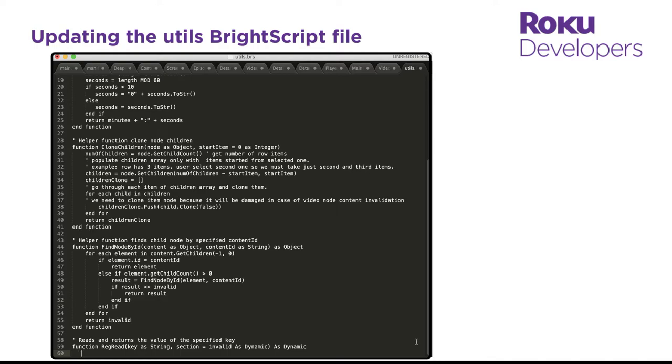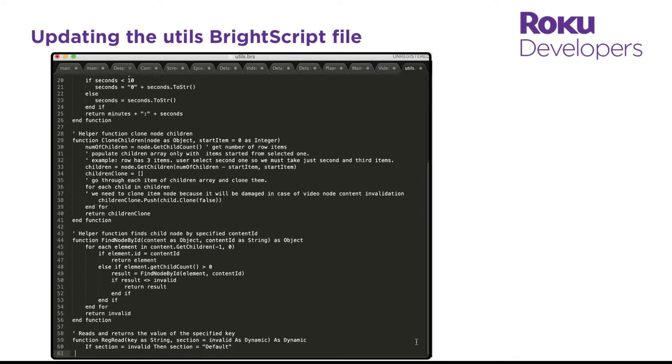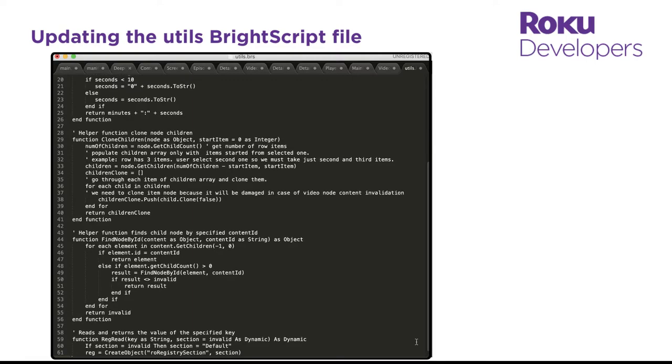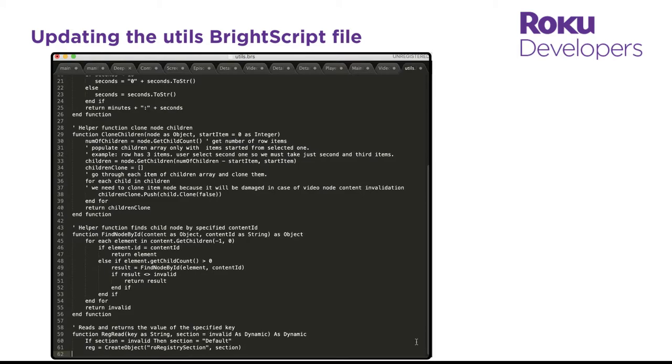So first, let's check whether registry section was passed into the method. If not, the section will be set to invalid. In this case, we'll set the name of the device registry to be used to default, and then we'll create a new registry section. We do this by creating an RO registry section object with a name stored in the section attribute, and we save the registry section object in a reg reference variable.